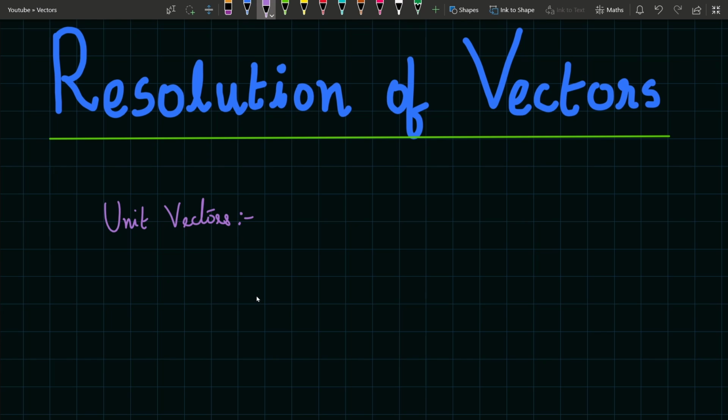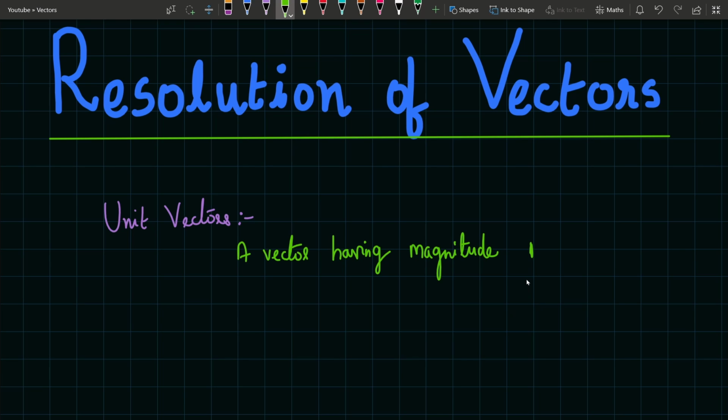So what are unit vectors? Unit vectors are vectors having magnitude 1. That's all. Simple. Why are we seeing about this vector? Because a unit vector is a very useful vector because it can be used to represent a direction. Since it has a magnitude of 1, it can be used to create any vector in that particular direction.